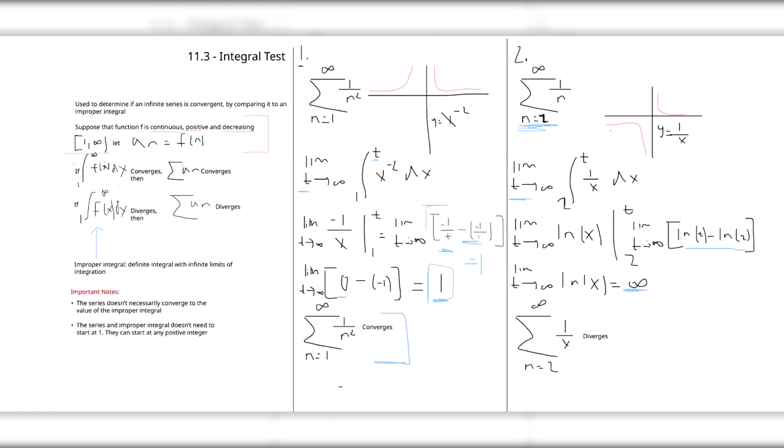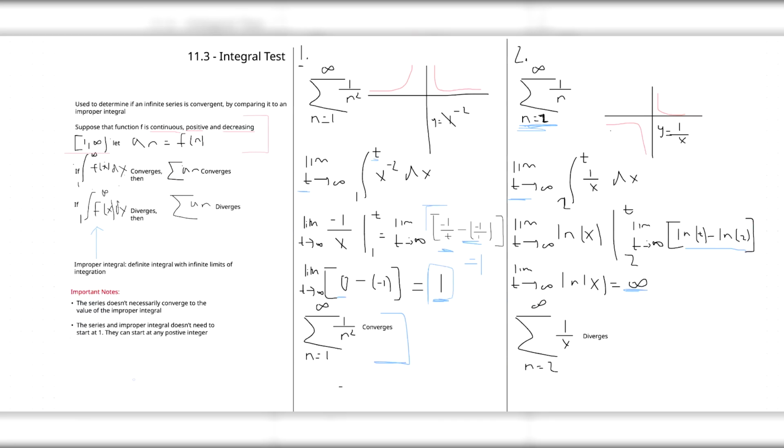And again, we're using the dummy variable t, limit as t approaches infinity of the integral of 1 over x between 2 to t, with respect to dx as well. And obviously the value is ln x, and then you plug in the bounds. So we get limit as t approaches infinity of ln t minus ln 2. ln 2 is just a finite number value.